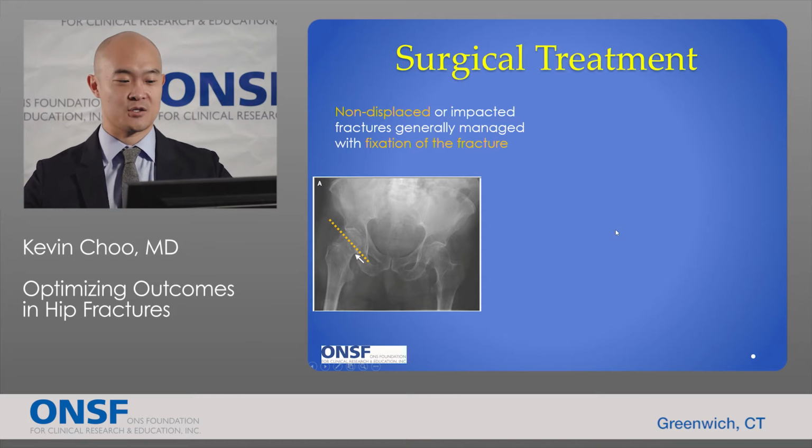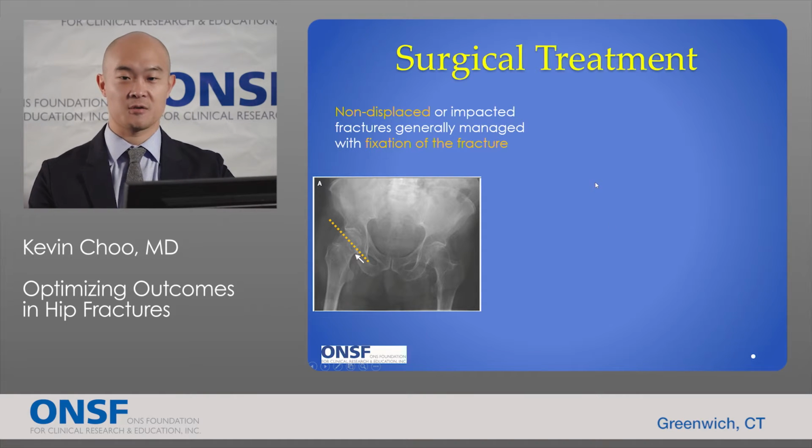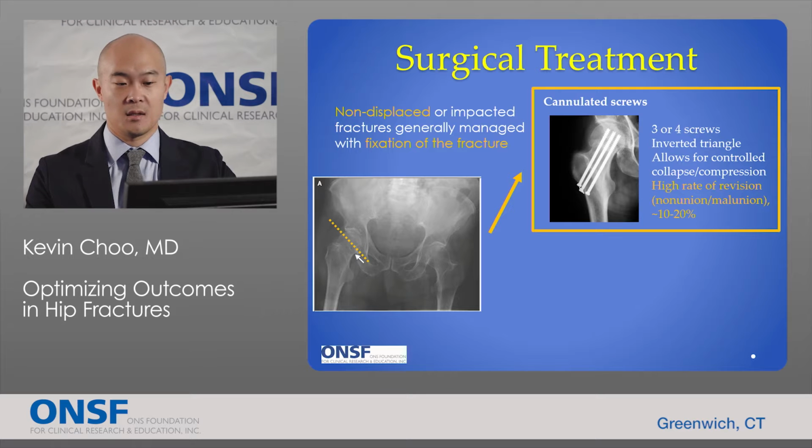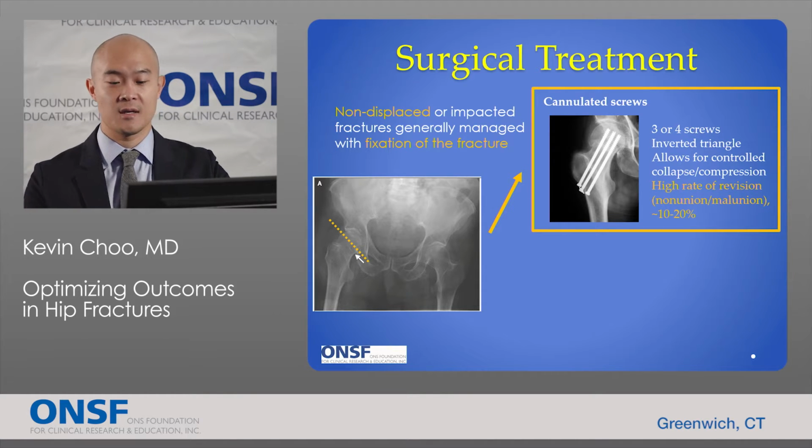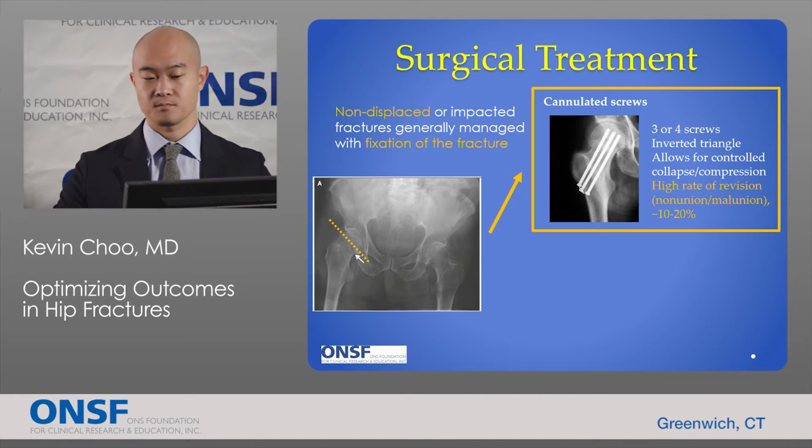Non-displaced or impacted fractures are generally managed with fixation with a metallic implant. Historically, this has traditionally been with cannulated screws. This is sometimes referred to as hip pinning, and this allows for controlled collapse as well as compression of the fracture site. Unfortunately, there is a high rate of revision surgeries for this injury, up to 20% at 1 year.